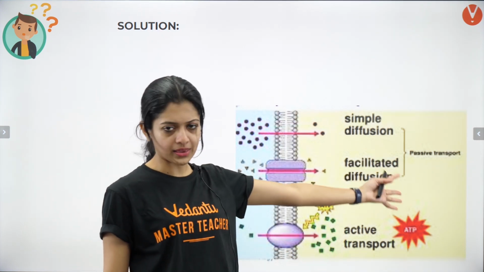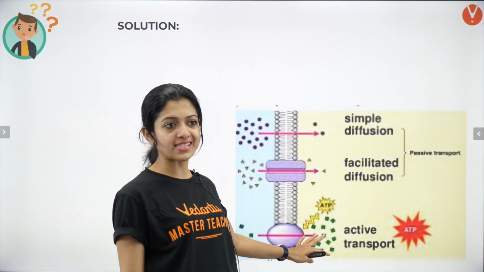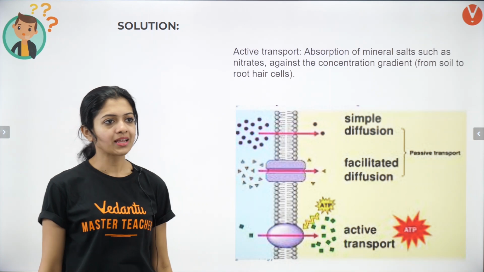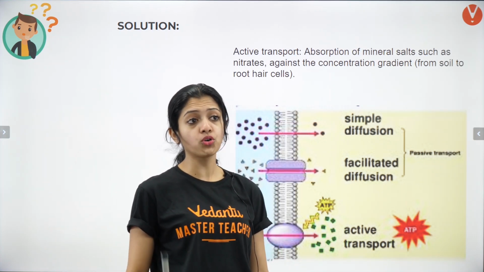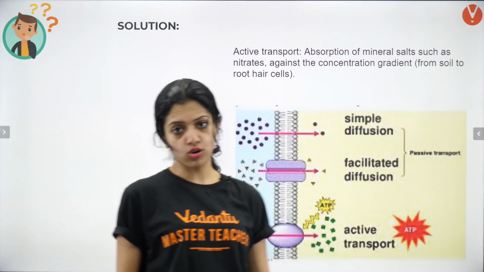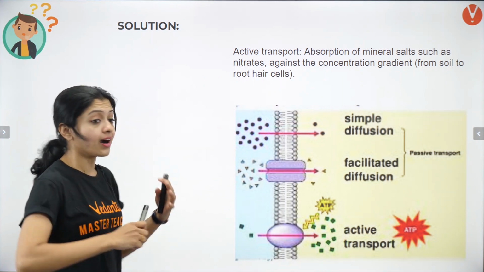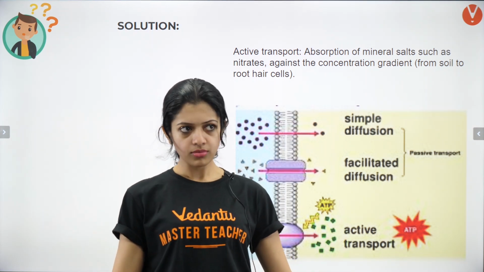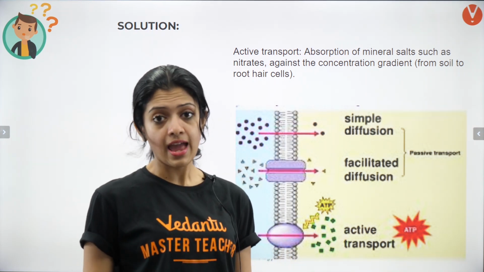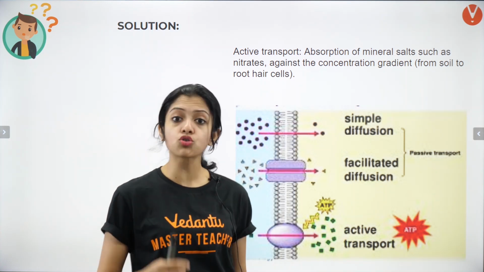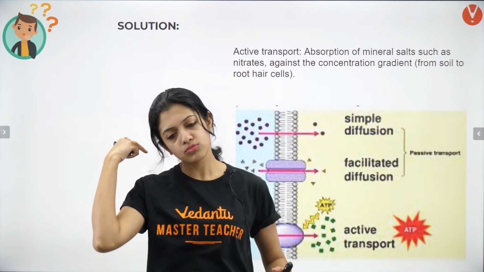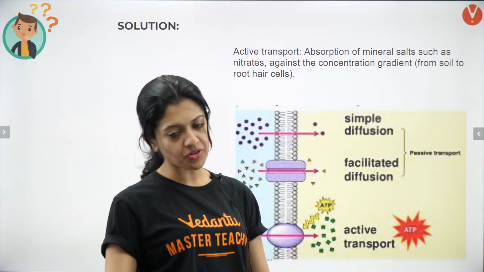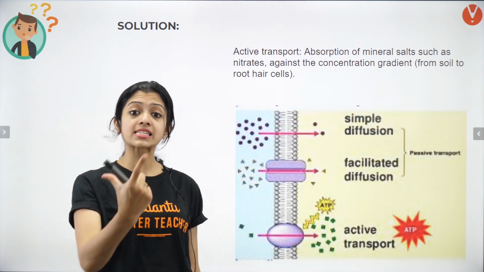And diffusion without energy, but it can either be simple or facilitated with the help of certain carrier molecules. Okay, but anyway, let's differentiate between them. Active transport is absorption of mineral salts such as nitrates against the concentration gradient. Like for instance, from the soil to root hair cells, it is against the concentration gradient, right? So what happens when you have to go about for a movement against the gradient? It means extra energy is required, which is why we call it active transport.